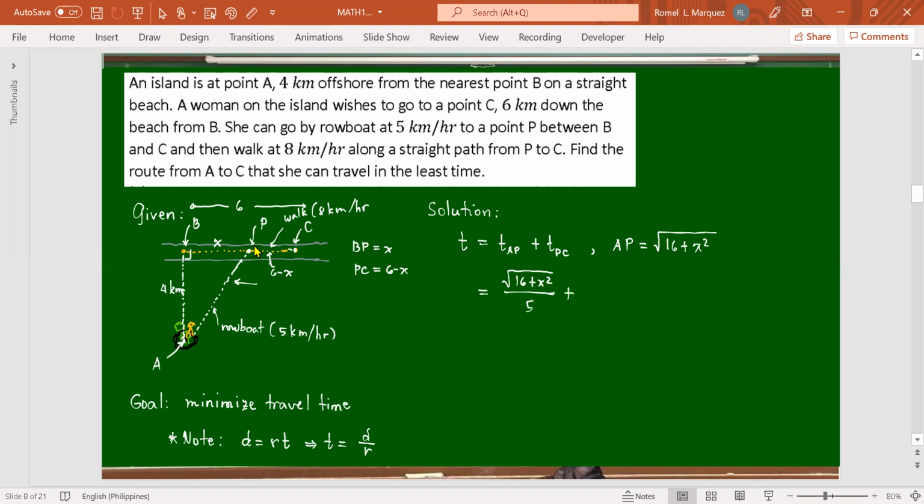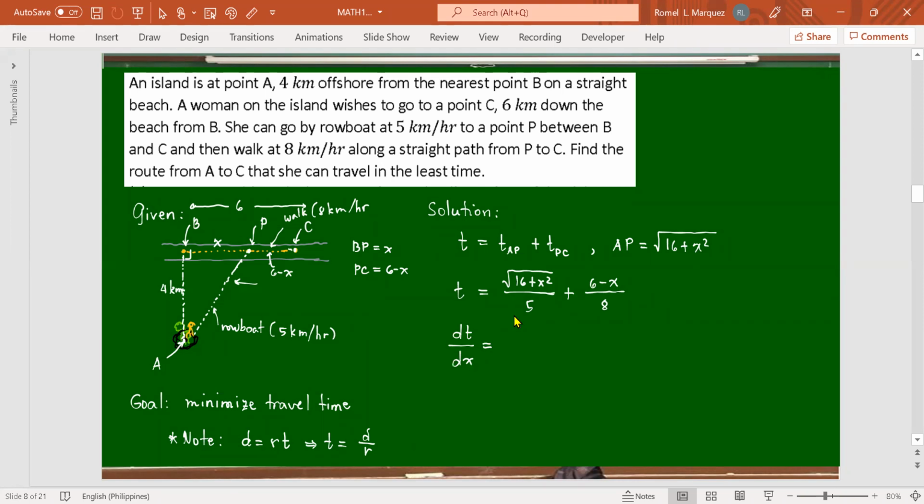Plus another time consumed from P going to C. That is from P going to C. What's the time? Distance over rate. What's the distance? 6 minus X. All over what, guys? Children. 8. Am I right, guys? Children. So that's our working equation. We are minimizing the time. So get the derivative of t with respect to x, then later equate to 0 to get the critical number.